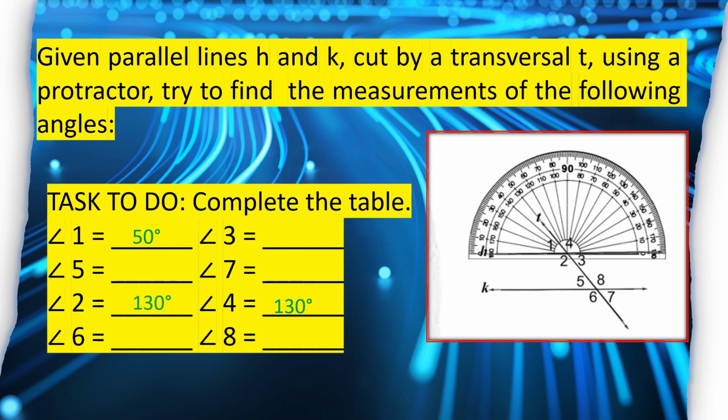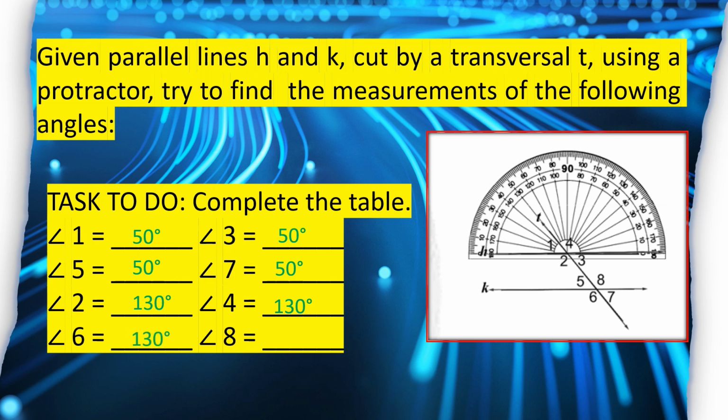So angle 2 is equal to 130 degrees because of the definition of supplementary angles, which is equal to 180 degrees. Angle 3 is equal to 50 degrees using the definition of vertical angles, which are congruent. So angle 1 and angle 3 have the same measure. Angle 5 is 50 degrees using the definition of parallel lines. Angle 7 is 50 degrees using the definition of vertical angles, which are congruent.